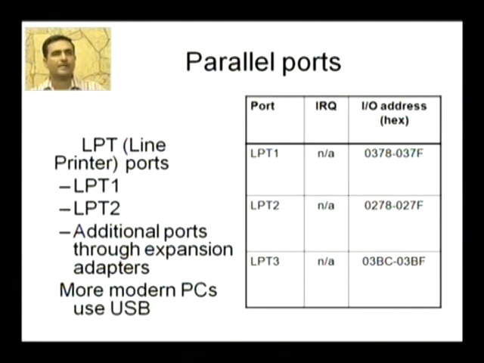Next are the parallel ports. On the parallel ports, the data is sent in parallel. As I have said earlier, if there is an 8-bit transmission, then there is a need of 8 wires for the parallel ports. The various parallel ports are LPT, line printer ports. And in the LPT ports, the ports are LPT1, LPT2 and LPT3. We can also add additional ports through the expansion adapters.